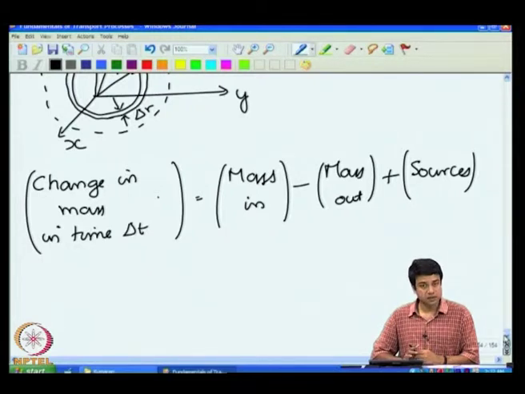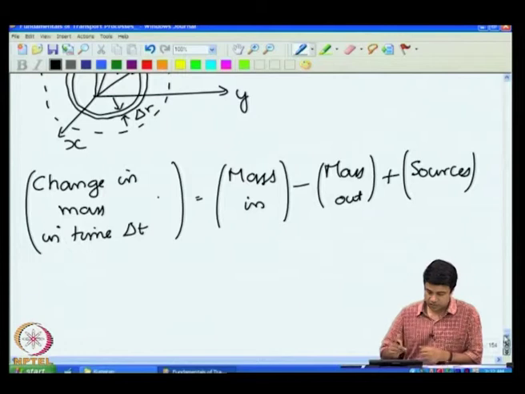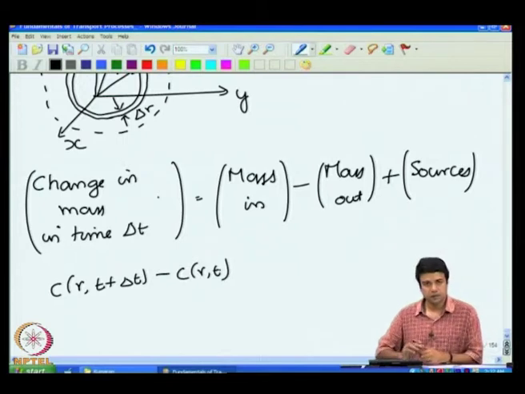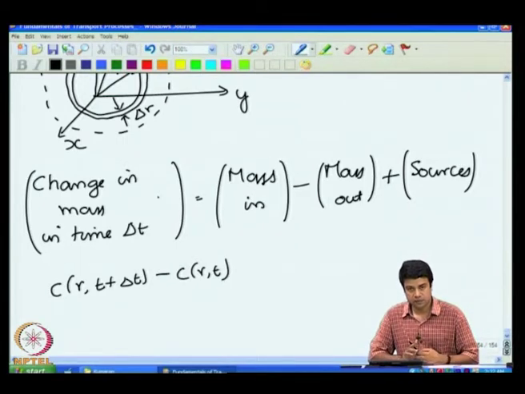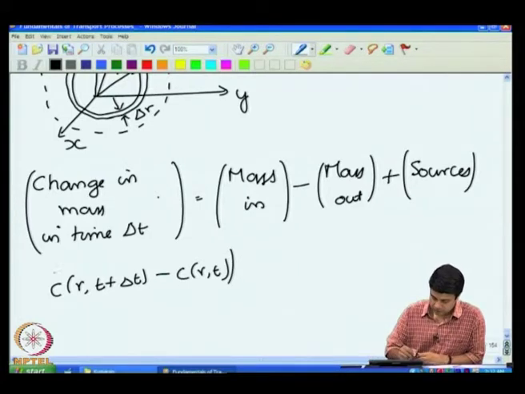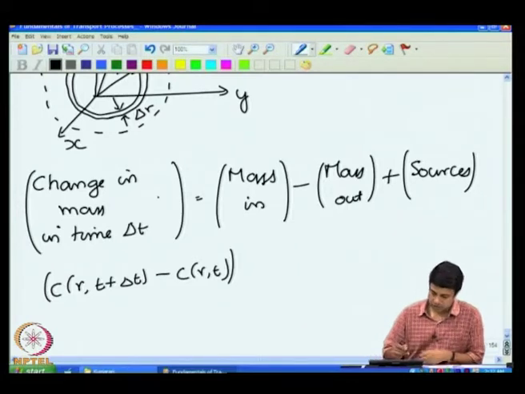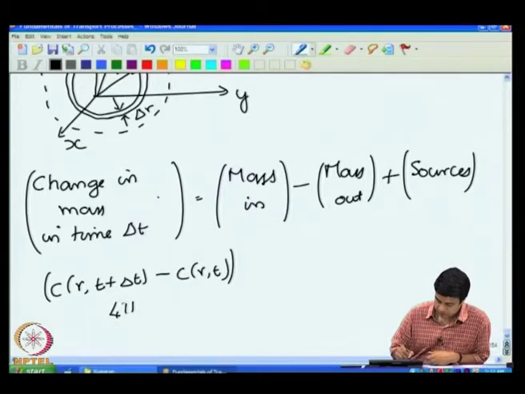So, what is the change in mass in time delta t? The change in mass will be equal to the concentration at r, t plus delta t minus concentration at r, t. Concentration is mass per unit volume. Therefore, I have to multiply this by the volume of the shell. The volume of the shell is equal to the surface area times the thickness. Surface area 4 pi r square, thickness delta r. Therefore, the volume of the shell is 4 pi r square delta r.